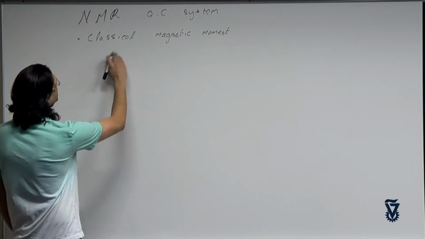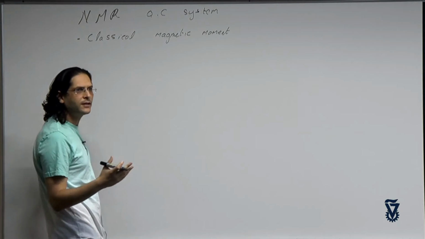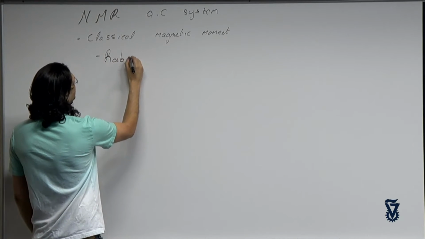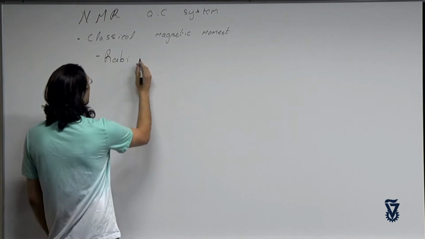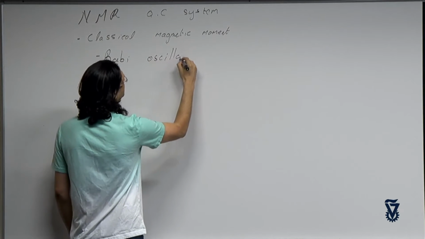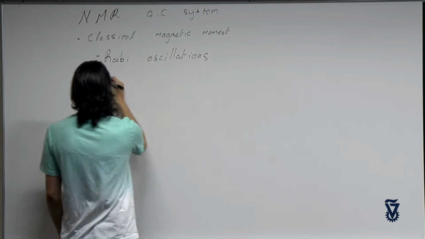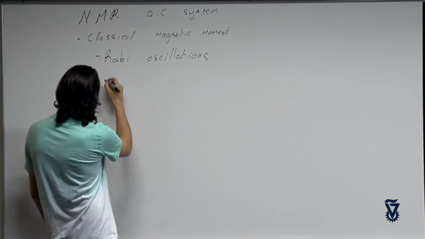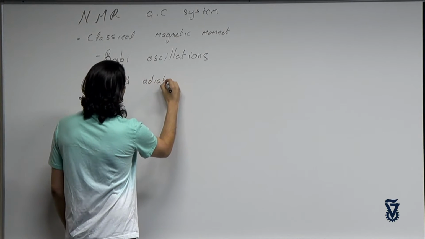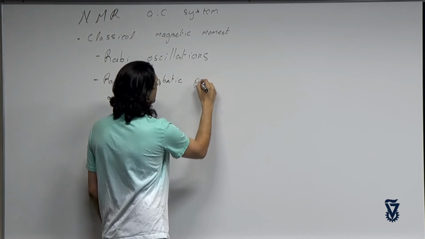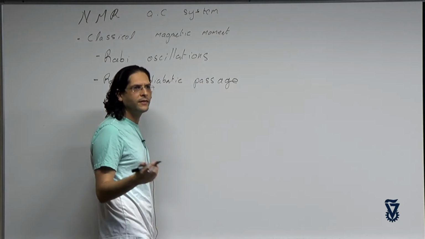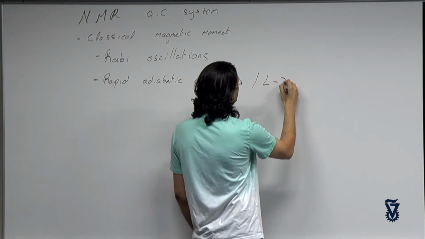What I wanted to show you are two specific things about this classical magnetic moment. We're going to be seeing two classical phenomena which are the equivalent of quantum phenomena. One is Rabi oscillations, and two, something called rapid adiabatic passage, or in the quantum version, Landau-Zener transitions.